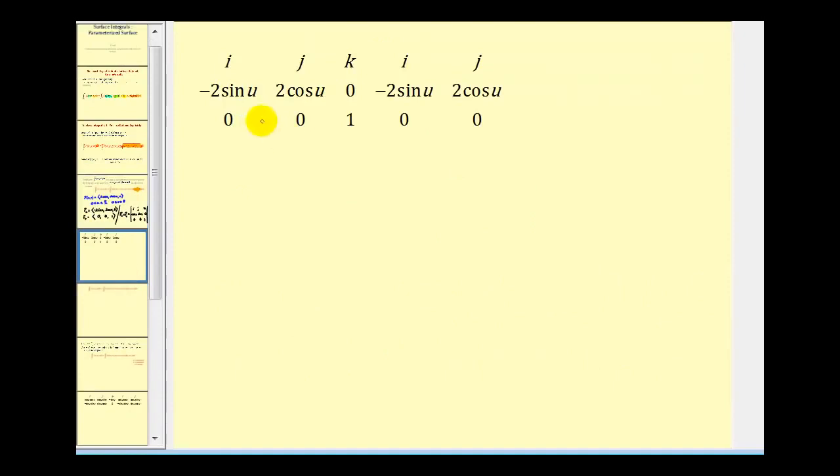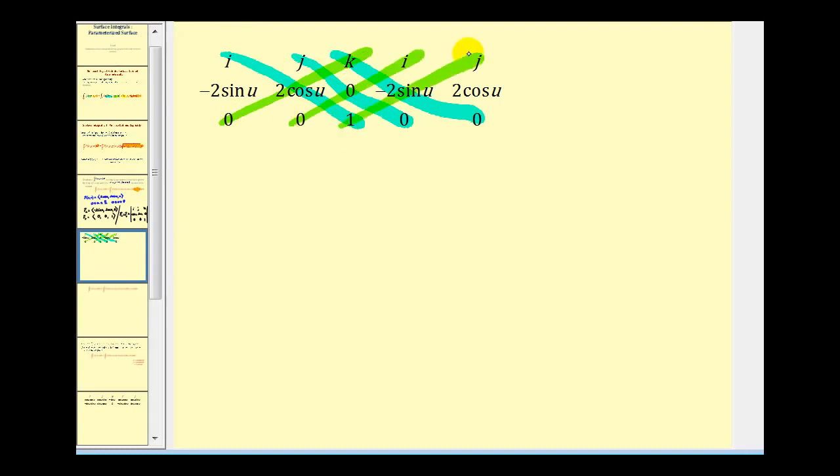Now I'm going to go ahead and evaluate this using the diagonal method. So I've already copied the first and second columns on the end. And now we'll sum the product of these three diagonals, and then we'll subtract the product of these three diagonals. That'll give us our cross product. So we're going to have 2 cosine u i plus 0, minus 0, minus 0, and minus a negative 2 sine u j. So it'll be plus 2 sine u j.